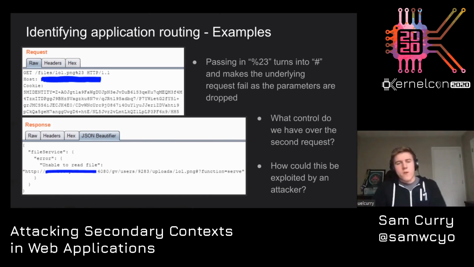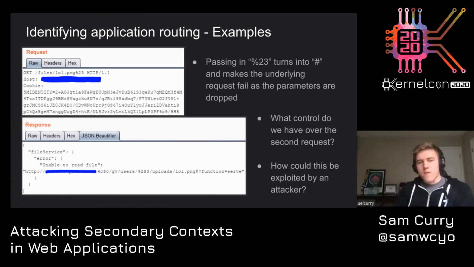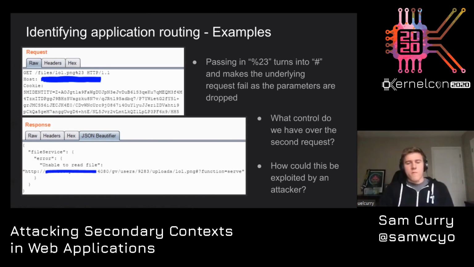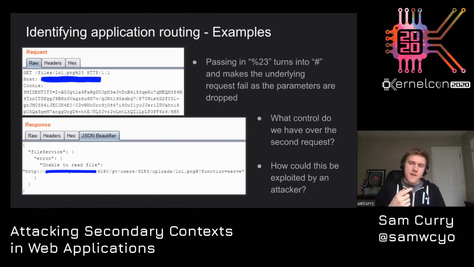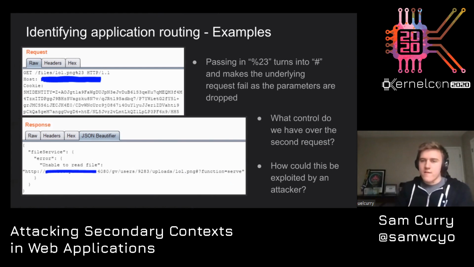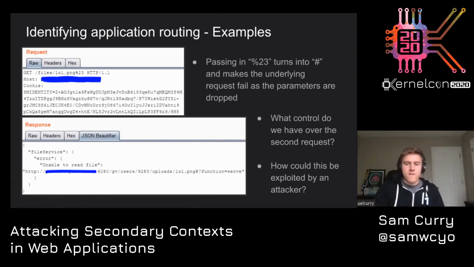And we can ask questions like, how could we exploit this? What sort of things could we try? One thing to notice immediately is that 9283 is a unique identifier, and it looks like it's a unique identifier for the account. So if we could traverse downwards and overwrite the user ID, we could potentially access another user's files.